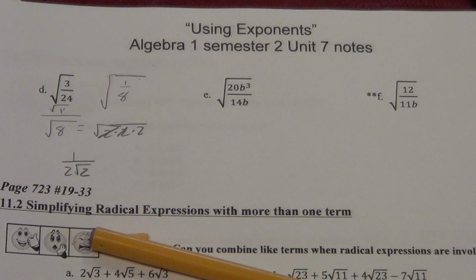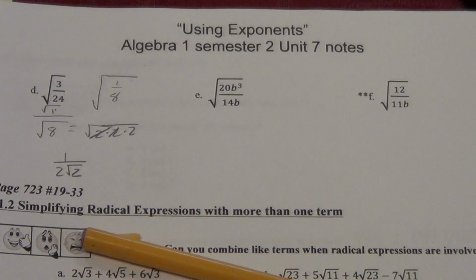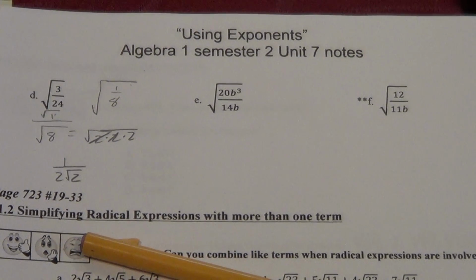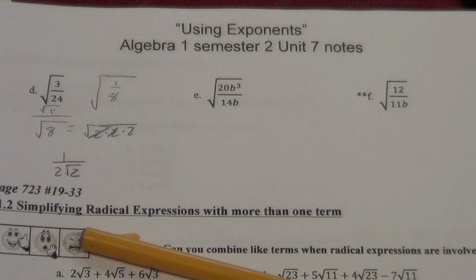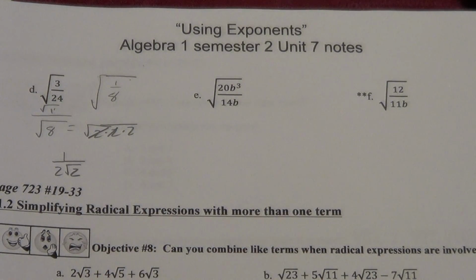Okay, this is Algebra 1, Semester 2, Unit 7, the very last section, 11.2, Simplifying Radical Expressions. And the movie cut off early, and some of you may want to see these, so I wanted to make sure and get them on. So, this is page 9 of those notes.